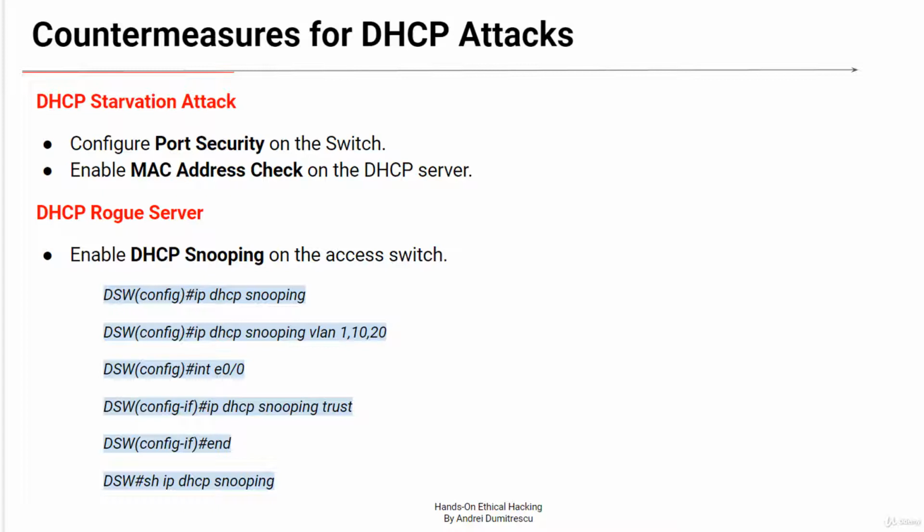You use DHCP snooping to differentiate between untrusted interfaces connected to the user and trusted interfaces connected to the DHCP server or another switch. When an attacker sends a packet like a DHCP offer that normally comes from the DHCP server on an untrusted port, that packet will be dropped and the message will be logged.